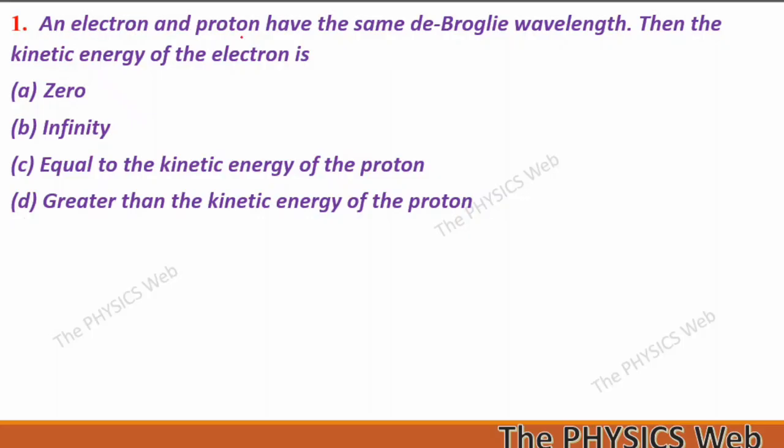An electron and proton have the same de Broglie wavelength, then the kinetic energy of the electron is. Okay. So here for electron and proton, the wavelength is same. So we can easily define their momentum from de Broglie wavelength that p equals h by lambda. So the wavelength is same, so their momentum will be same for electron and proton.